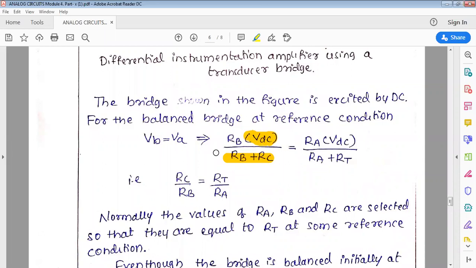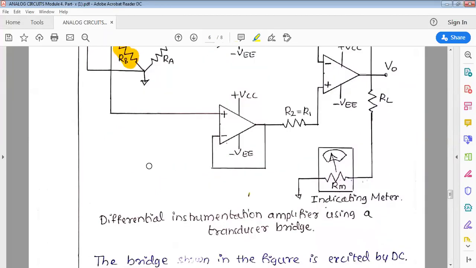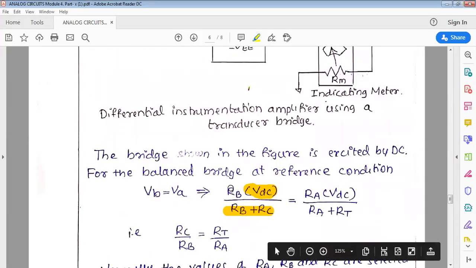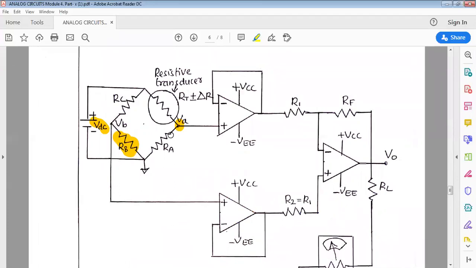Now finally, what is VB? The other end of RB is connected to ground. So VB, I can say, is the voltage available at this terminal, which is nothing but the voltage drop across RB. And how to write the voltage drop across RB? It is nothing but the current flowing through this RB, that is, this current multiplied by RB. It will give me the voltage VB. In a similar way, I can write VA. What is VA? It is the voltage at this terminal, which is nothing but the voltage drop across RA.